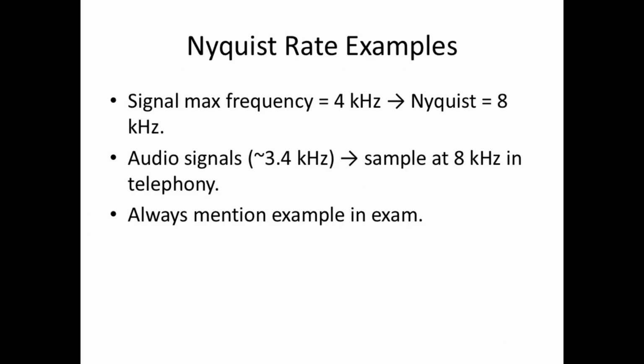To understand the Nyquist rate better, let's look at a few examples. If a signal has a maximum frequency of 4 kHz, the minimum sampling frequency must be 8 kHz. In telephone systems, human voice has a bandwidth of around 3.4 kHz. That's why telephony systems use an 8 kHz sampling rate. Always include examples like this for better understanding.